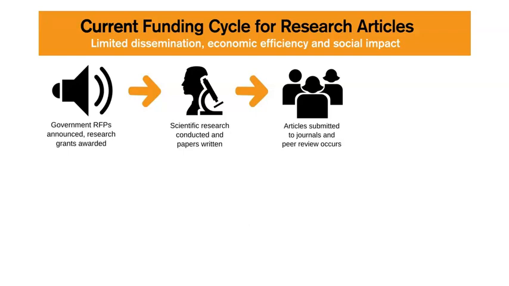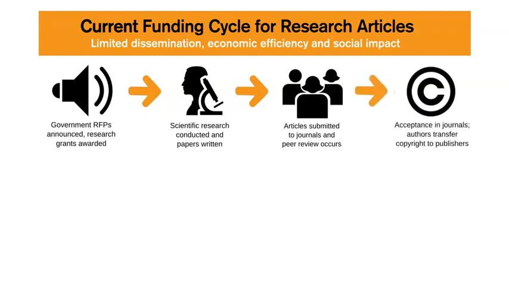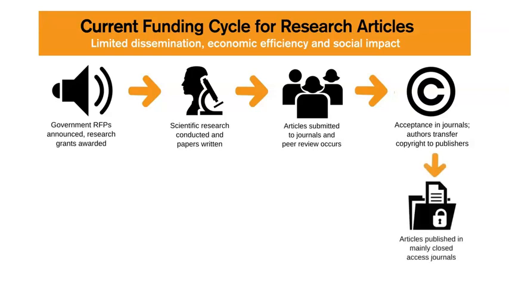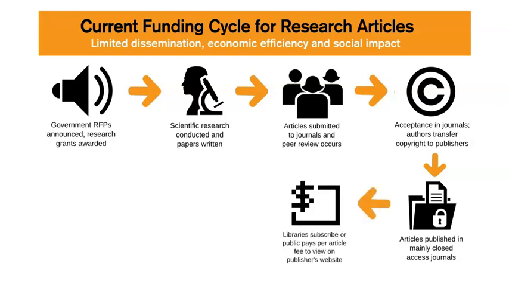Here's when the research cycle gets tricky. Before the journal article is published, the authors must sign an agreement that usually transfers their copyright to the journal publisher. Because of this transfer, the journal publisher usually has complete control over the article and the research, including when it is published and who can access it. As a result, articles are usually published in journals that are closed to the public, meaning they have to pay to access this research, and libraries have to pay to access these journals.